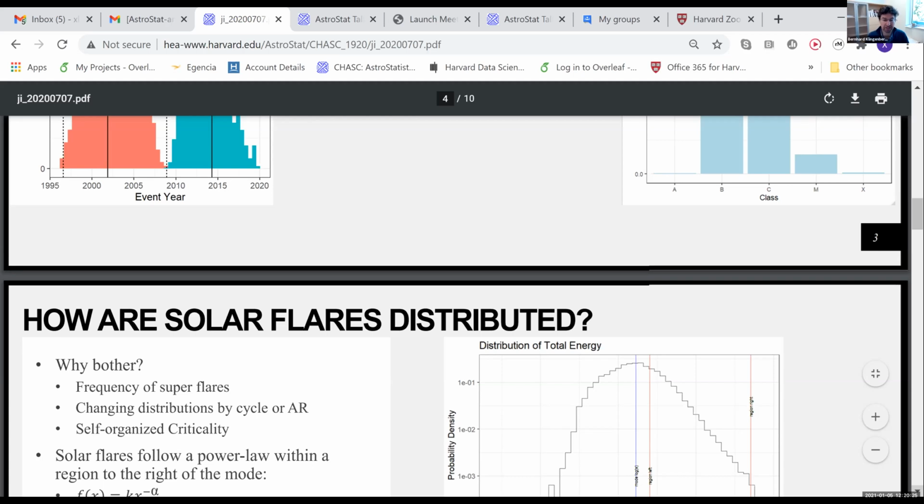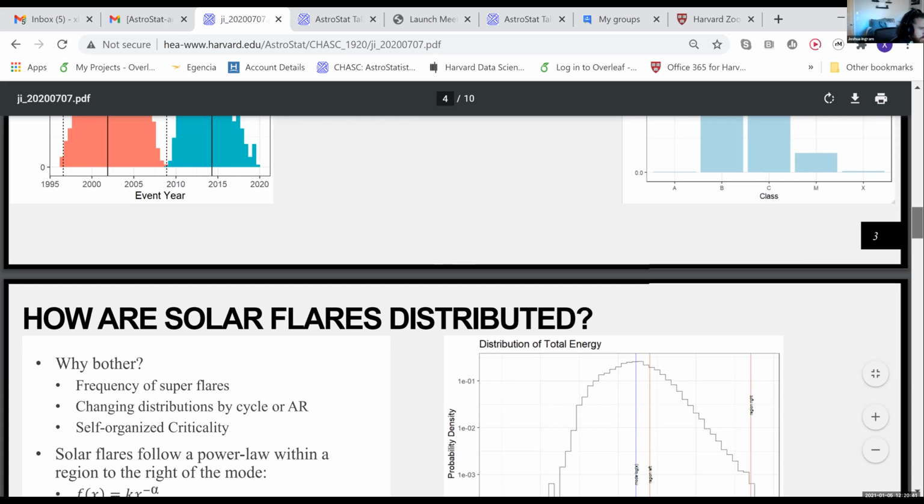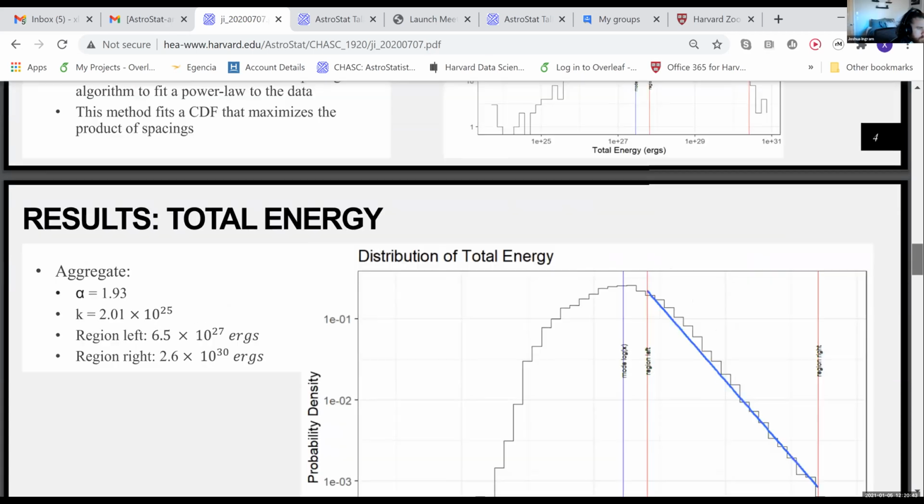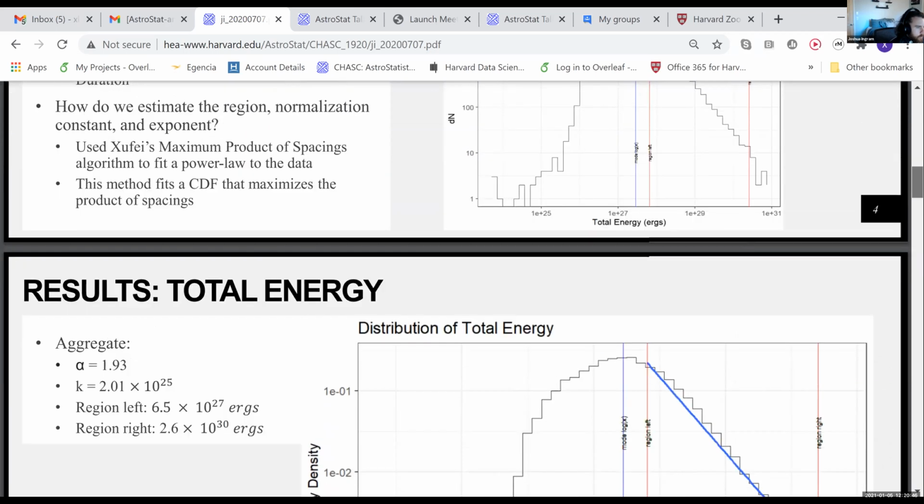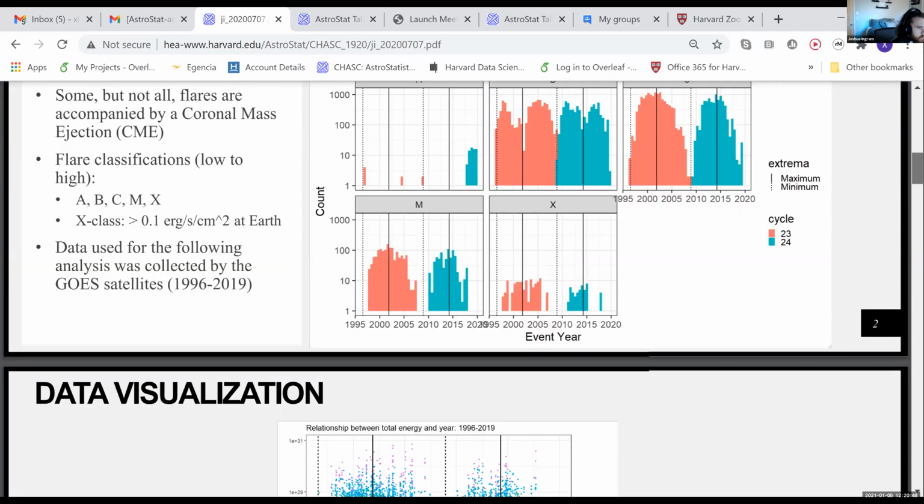So when we look at that picture, this is for a particular point in time where we can treat the observations basically as IID. I believe this one was the aggregate. I'm not sure which slide it was, but I think it was page 5. I think that was the aggregate total energy distribution. So if we take all the flares that occur from, I think, 1996 to 2019.